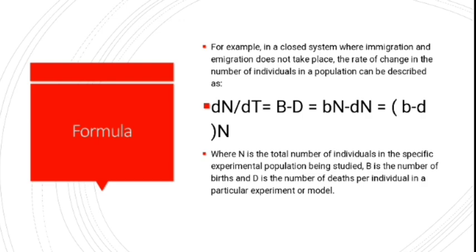Now we can look at the formula. For example, in a closed system where immigration and emigration do not take place, the rate of change in the number of individuals in a population can be described as dN/dt = B - D = bN - dN = (b - d)N, where N is the total number of individuals in the specific experimental population being studied, b is the number of births, and d is the number of deaths per individual in a particular experiment or model.